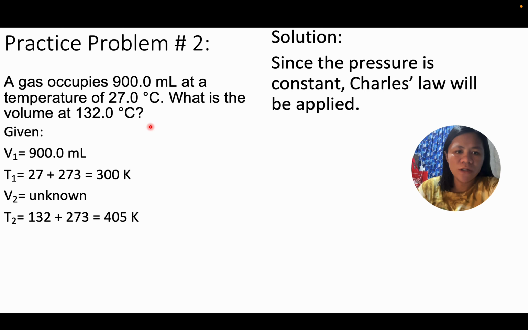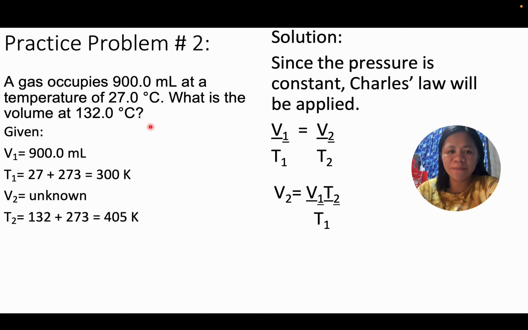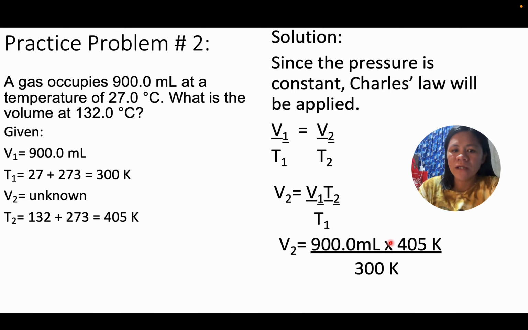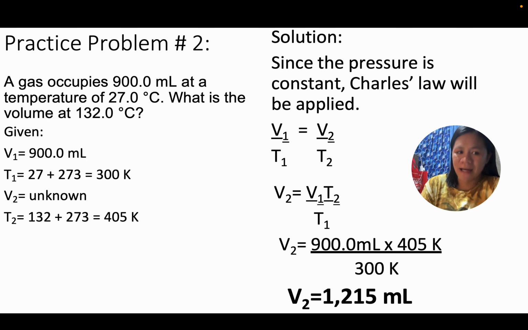So for our solution, V2 is what we're looking for. Since V2 is the unknown, we use the same formula. We just distribute our values. V1 is 900 ml, T2 is 405 Kelvin, T1 is 300 Kelvin. So, we cancel the Kelvin. 900 times 405 divided by 300, and we get 1,215 ml. Okay? So, this is the value of our V2.